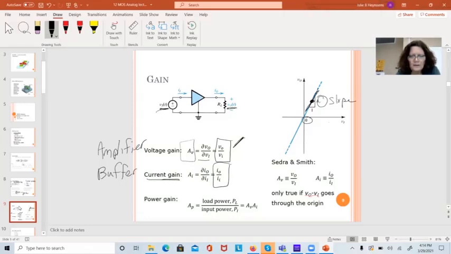So AV for voltage gain, AI for current gain, and sometimes you want to amplify both current and voltage, so we talk about power gain, AP. And AP is just basically defined as the load power out over the power in, which also should equal the current gain times the voltage gain. Right.